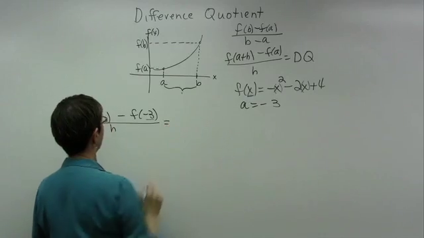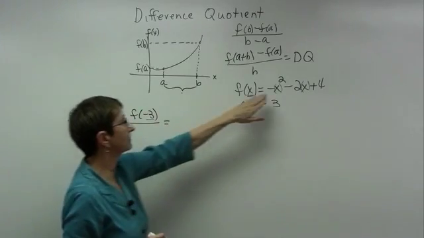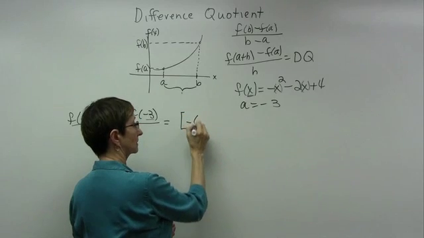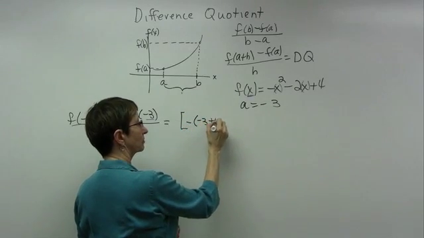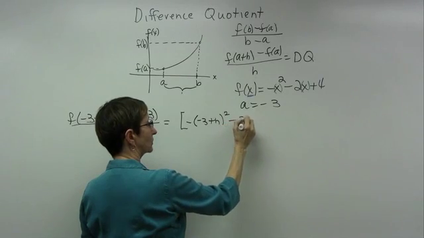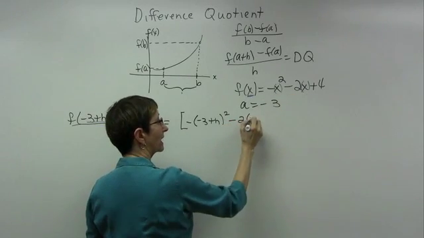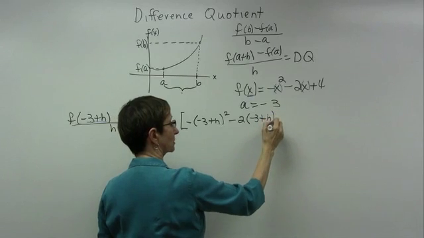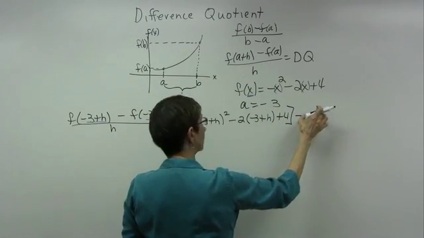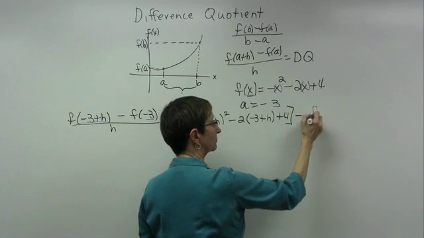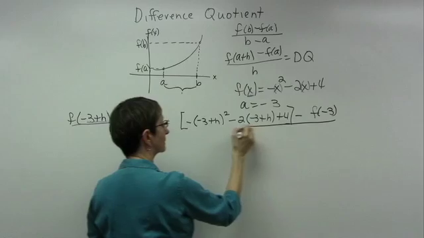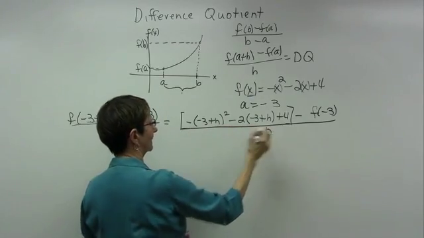Let's see what we get here. If I put in negative 3 plus h for x, I have a negative here, and then negative 3 plus h squared, minus 2 times negative 3 plus h, plus 4, minus, and over here I just have f of negative 3. And then all of that's going to be divided by h.